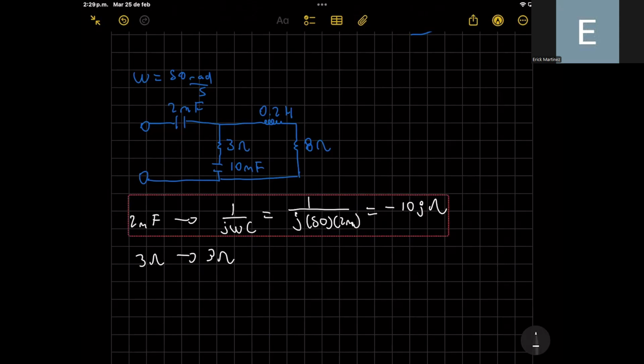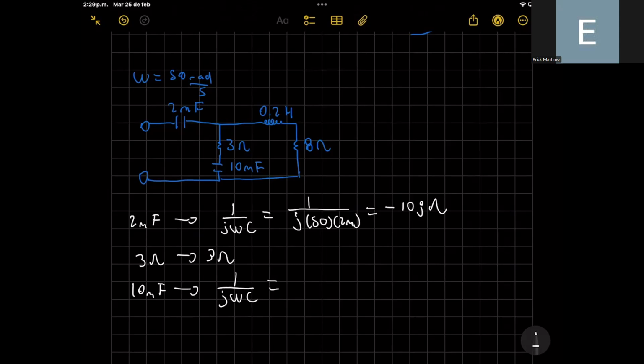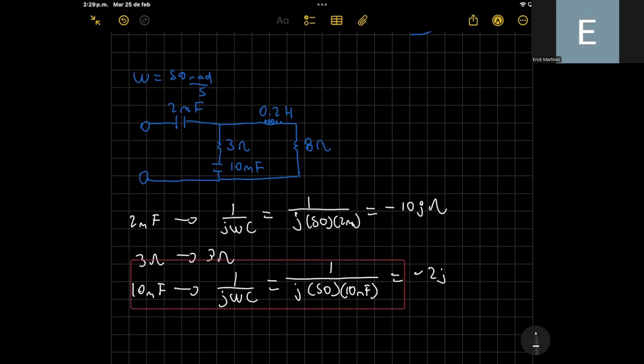Here we have a 10 millifarads capacitor, and this is equal to 1 over J times omega times C. And we know the value of the omega and the capacitor, so this is equal to 1 over J times 50 times the value of the capacitor, that is 10 millifarads, and this is equal to minus 2 J ohms.